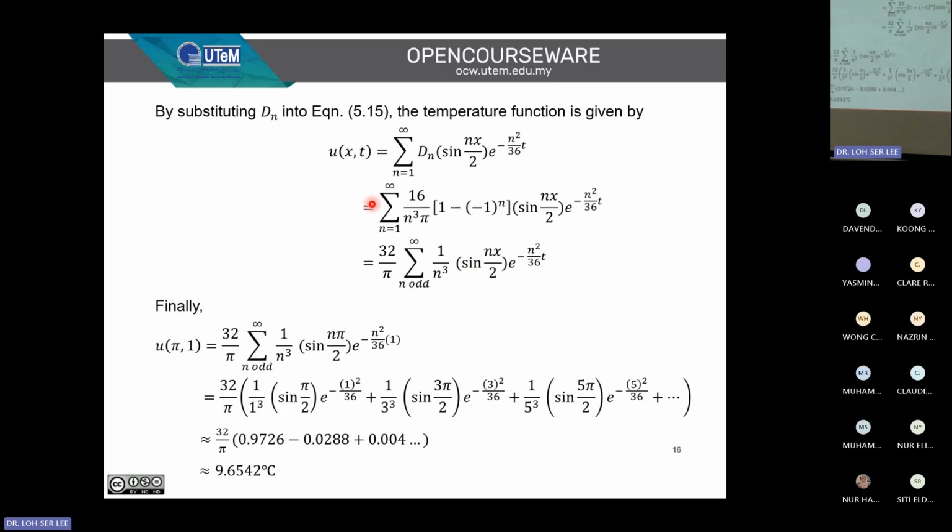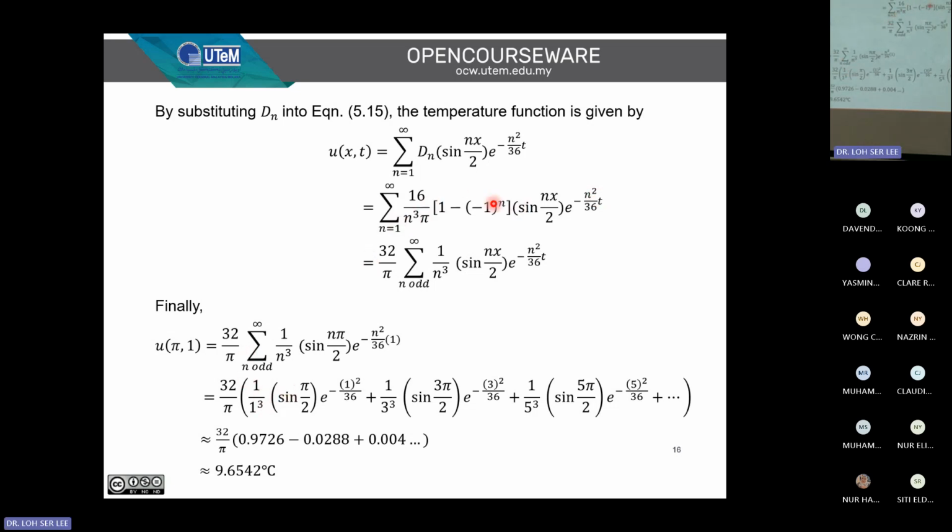I think you will stop here, right? Because this is your dn. So that means you will start from n equals 1. You substitute 1 here, and then you will get this.